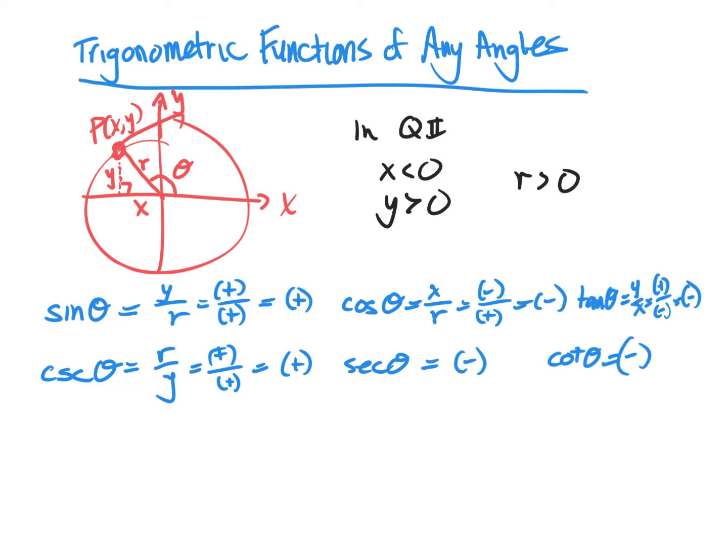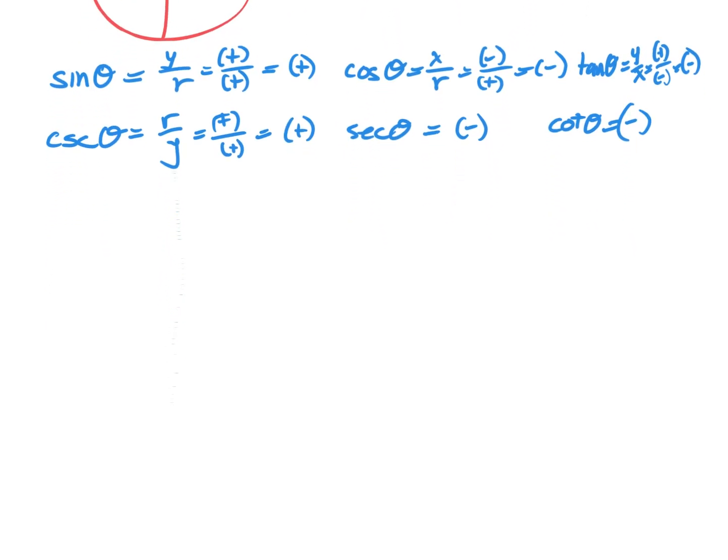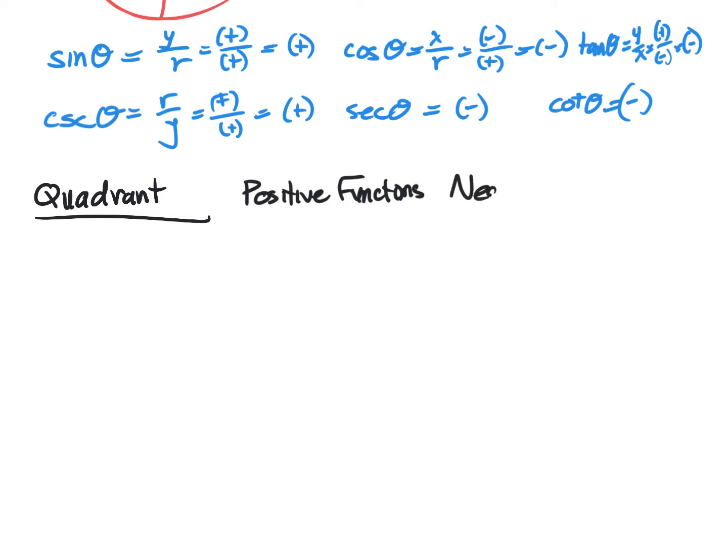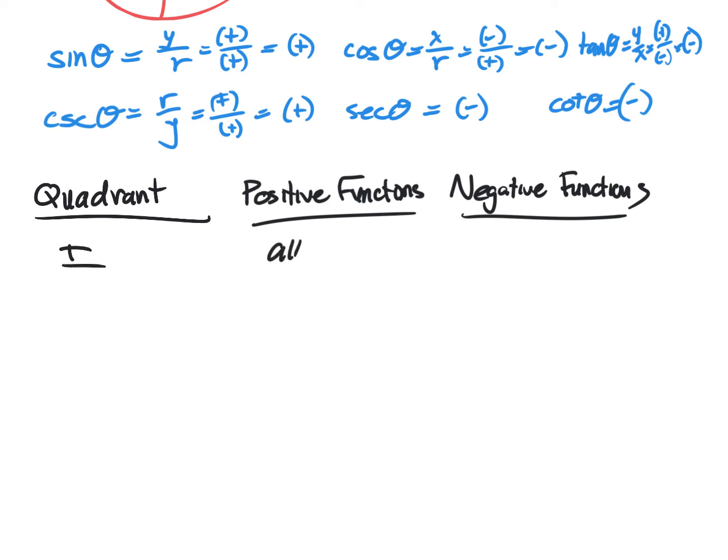So this leads us to the following table, if we have the quadrants, and then we have our column for positive functions and negative functions. In quadrant 1, all 6 trig functions are positive, and none of them are negative. X, y, and r are all positive.